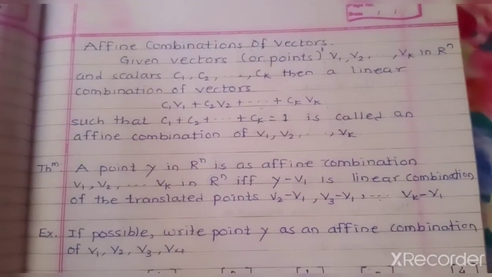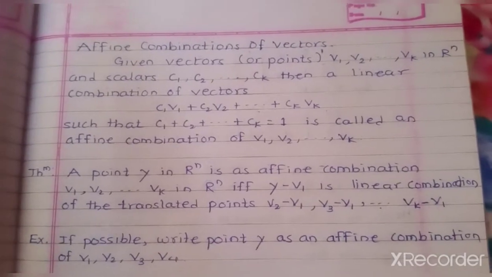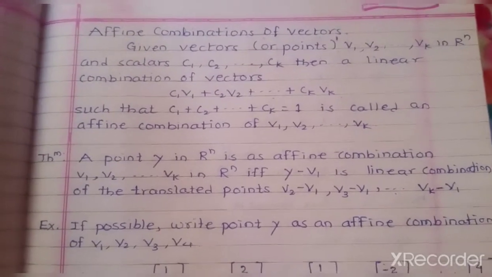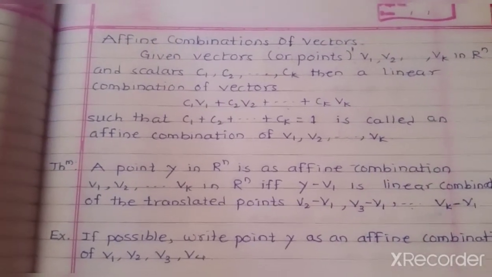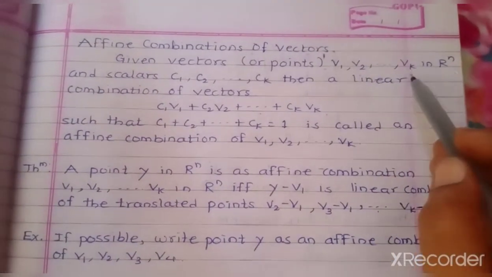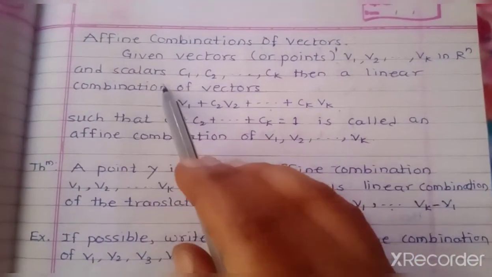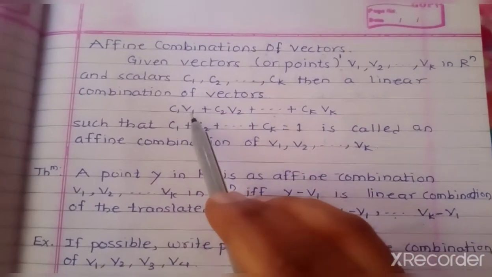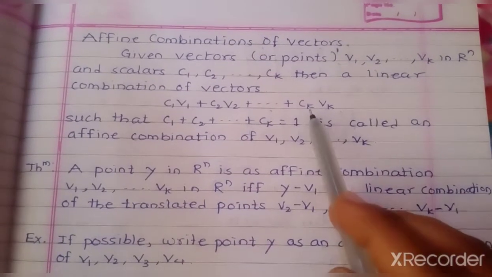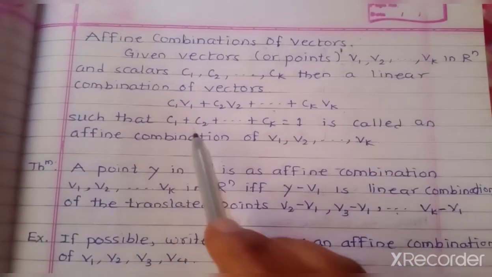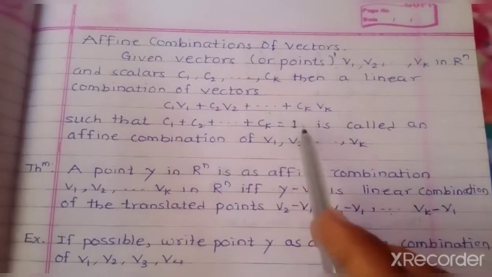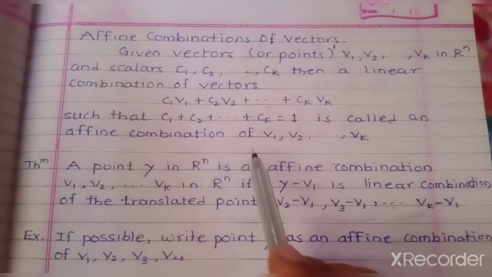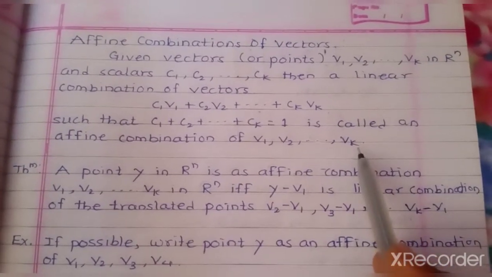So our today's video topic is affine combination of vectors. First of all, we have to study its definition. Given vectors or points v1, v2, ..., vk in R^n and scalars c1, c2, ..., ck, the linear combination of vectors c1v1 + c2v2 + ... + ckvk such that the sum of the scalars is equal to 1, is called an affine combination of v1, v2, ..., vk.